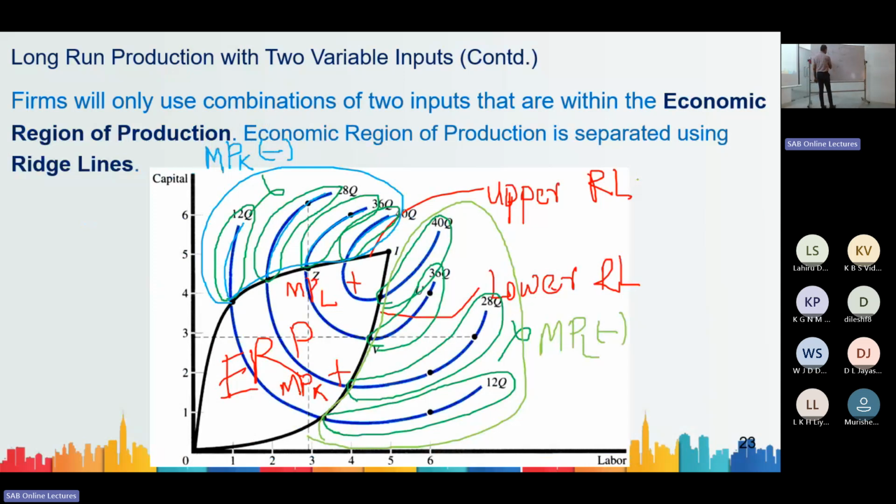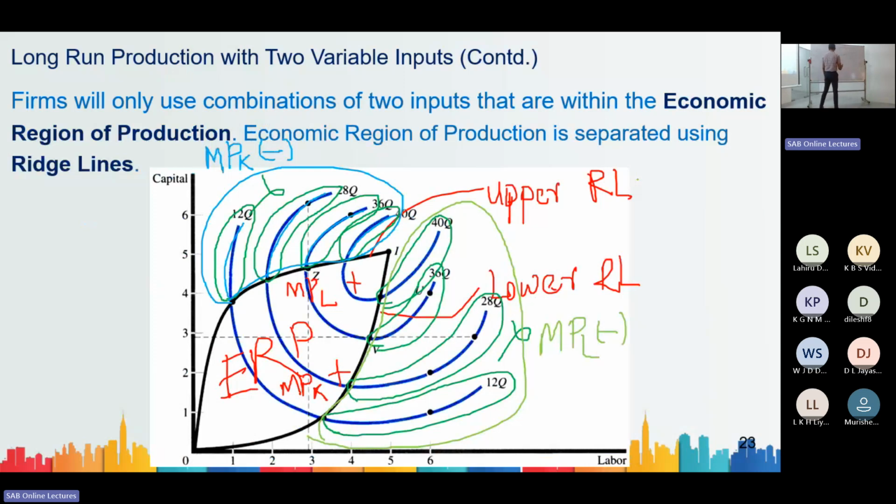Let's assume that currently the firm is producing at point E with 10 units of capital and 20 units of labor. Point E belongs to Q2. So the output level corresponding to point E is 200 units.